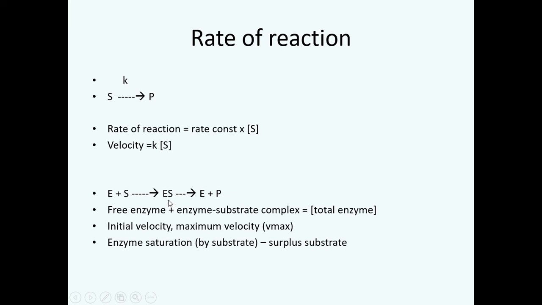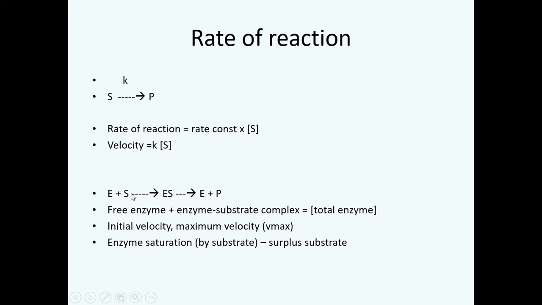Initially, when the reaction starts, the concentration of free enzyme is more, so therefore the rate of reaction is called as the initial velocity, or the initial rate of reaction. However, after some time, when the concentration of enzyme and substrate is such that the substrate is present in excess, so that when the enzyme molecules release the product and free enzyme is produced, now more substrate is available to bind to the enzyme.